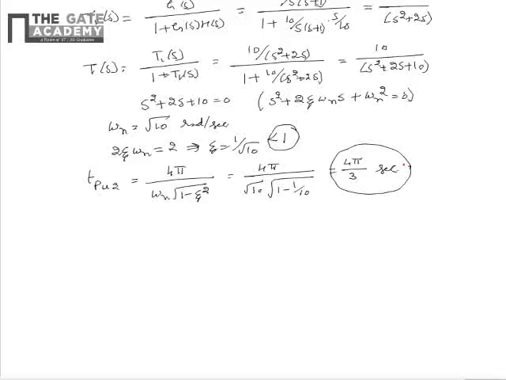seconds. Please note that the second undershoot occurs at this instant for both unit impulse input and unit step input. Hence, the correct option representing the second undershoot time is 4 pi by 3 seconds, and it corresponds to option A.